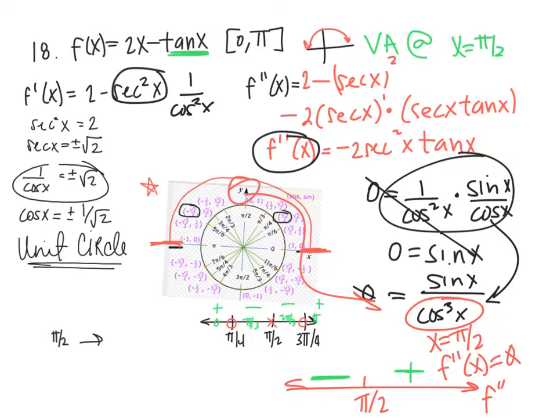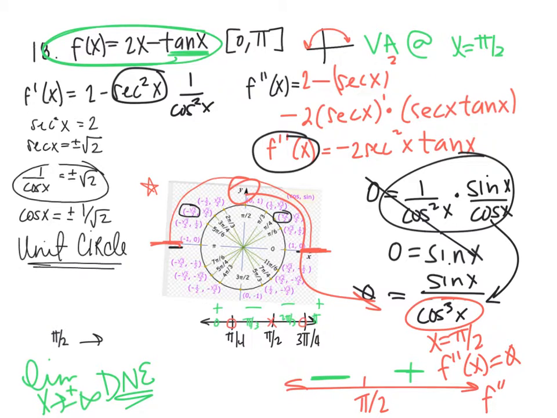And the last thing they ask you for is a limit as x approaches positive or negative infinity. It does not exist, because these are periodic functions. They repeat and repeat, so there is no end behavior. Remember, on trig functions, there's no end behavior. And you can graph f of x now and check to see if everything you said in this mess here is correct. Now let's take a look at 19.